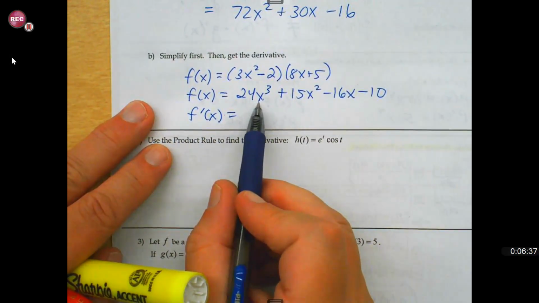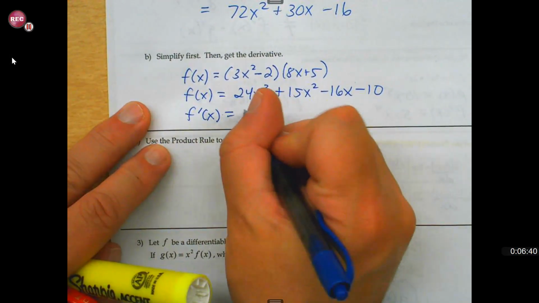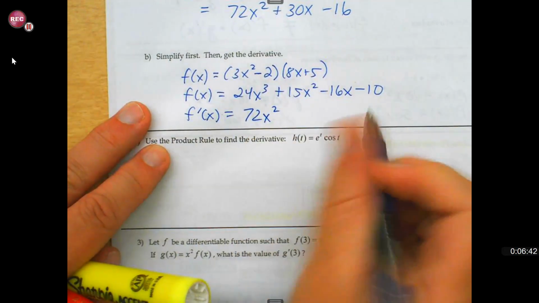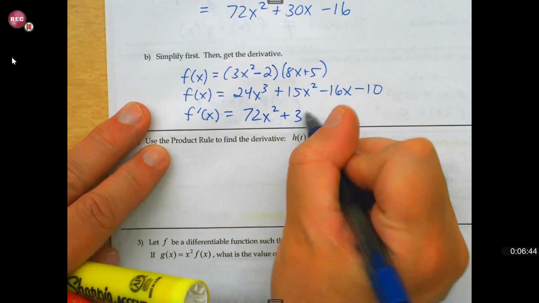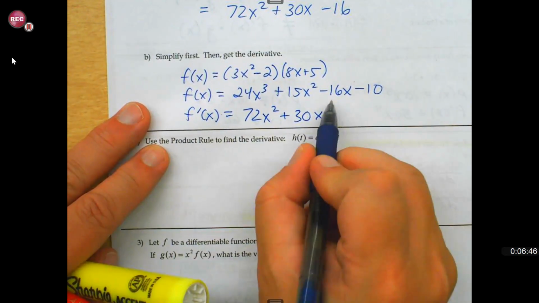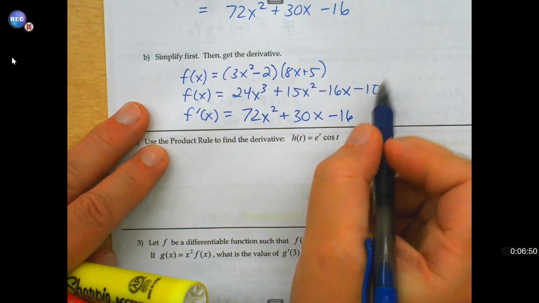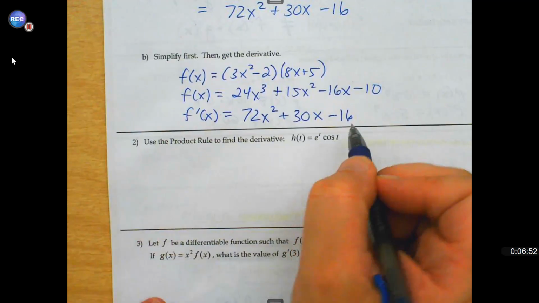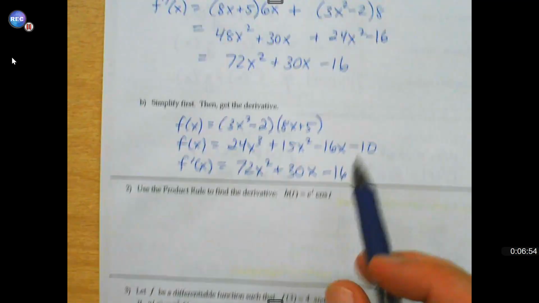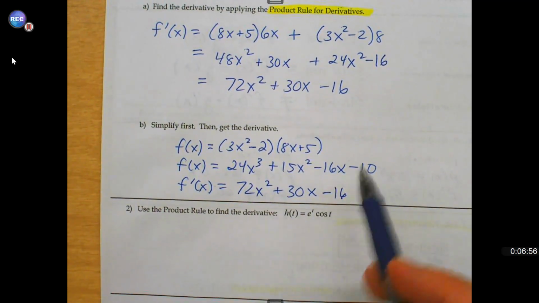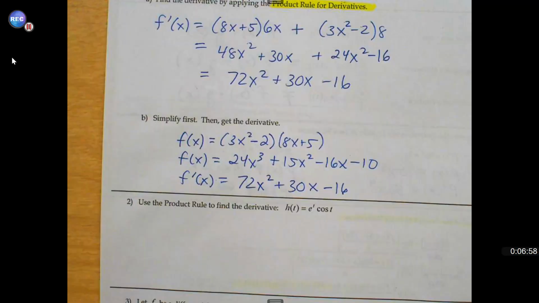So using my power rule, 24 times 3 is 72, and we get x squared. 15 times 2 is 30, x to the first, minus 16x just becomes minus 16, and then minus 10's derivative is 0. So you can see you get the same answer using either method. So in that situation, you'd have some options.